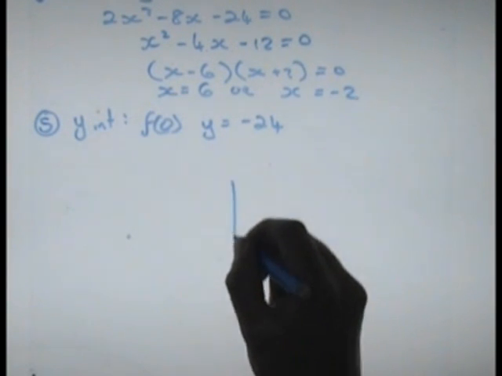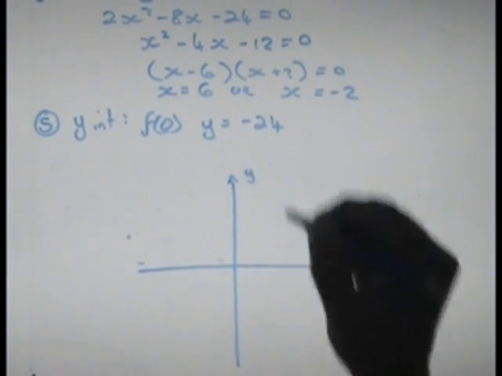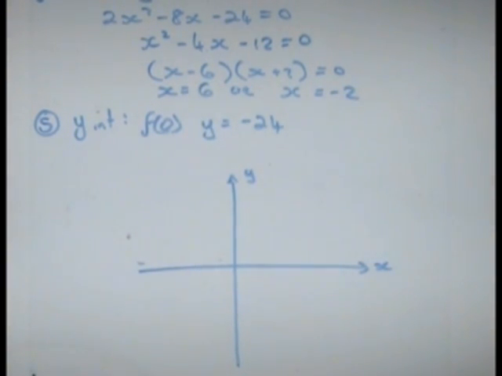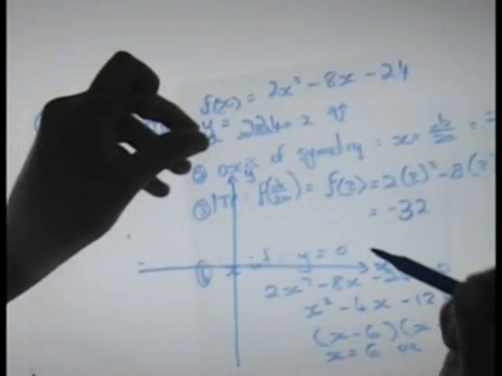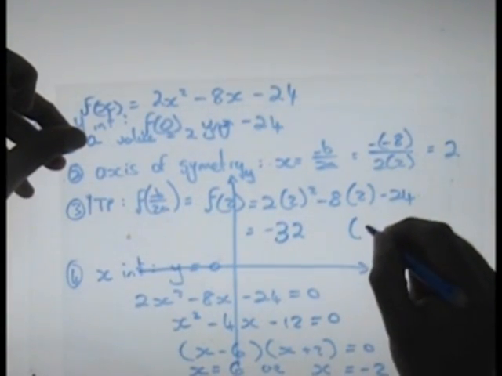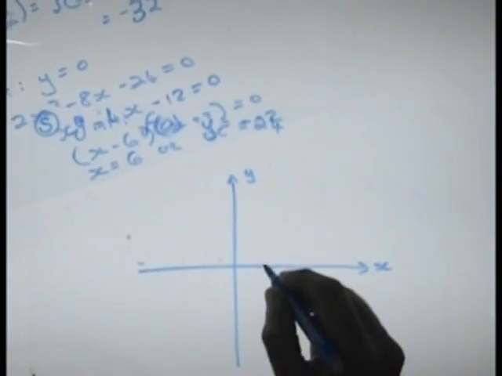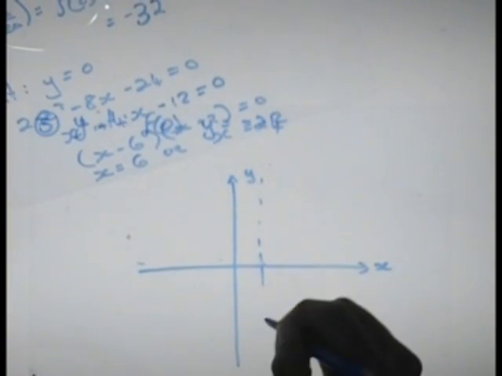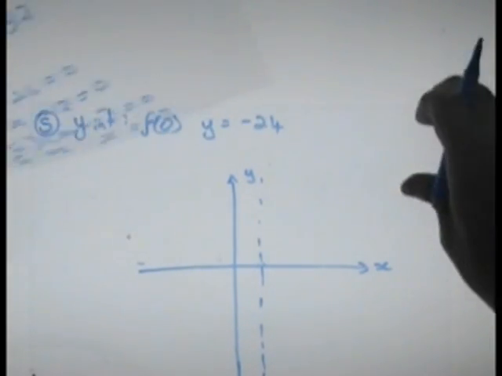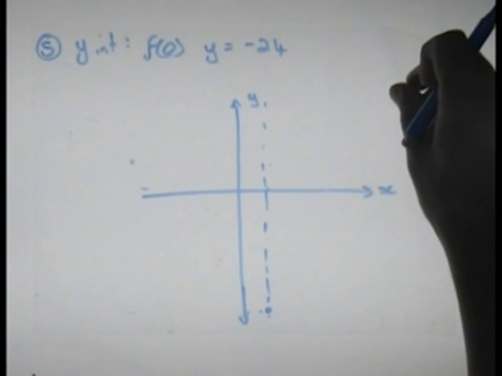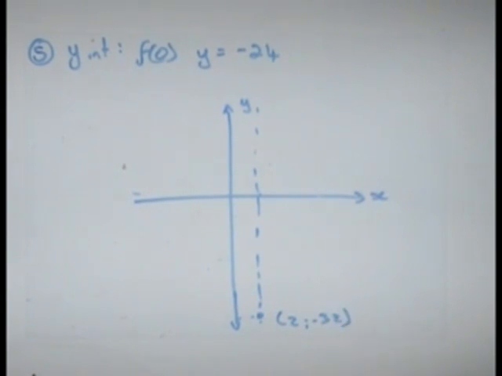Sketching our graph, x-axis, y-axis. Firstly, our turning point, you will recall, happened at x is equal to 2. Sorry, I forgot to put my coordinates in here. X is equal to 2, y is negative 32. That's our turning point. Our axis of symmetry is at x is equal to 2, y is equal to negative 32. That's going to be somewhere down there. That's the point 2 and negative 32.